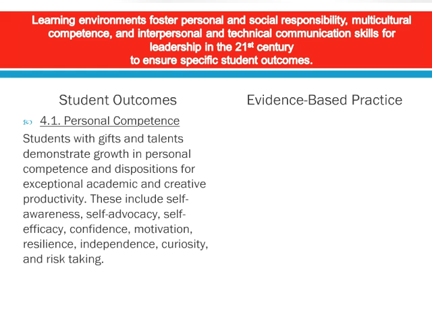And you can look at this one example. There are several, and this is the only one we'll use. But it's looking at growth in personal competence and dispositions for exceptional academic and creative productivity. And these include, and you can see the various aspects that are included there.